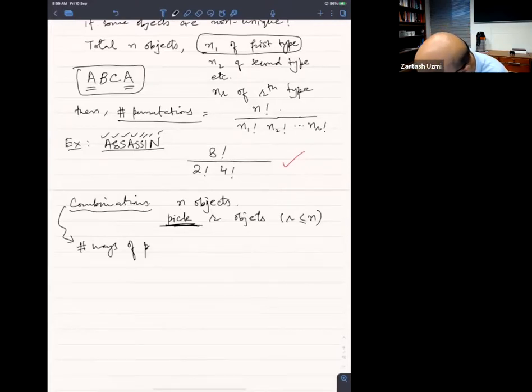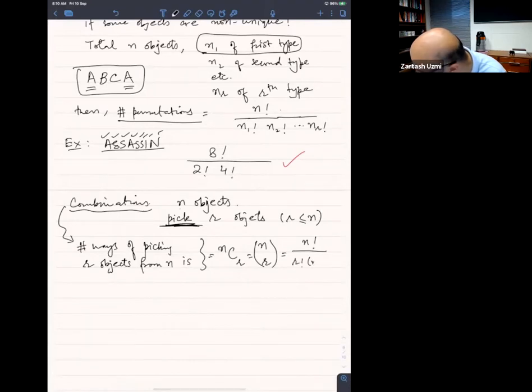The number of ways of picking R objects from n is called nCr or n choose R, different notations. And this is really equal to n factorial over R factorial times (n minus R) factorial. We did this last time as well.